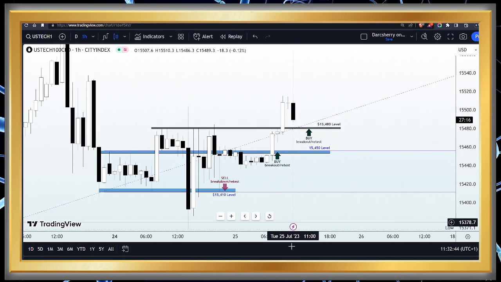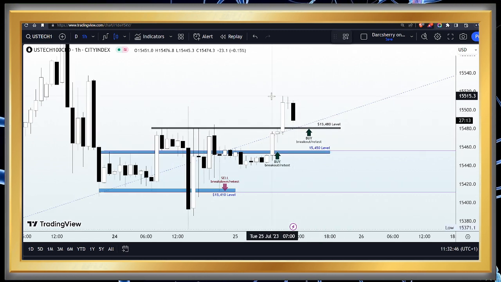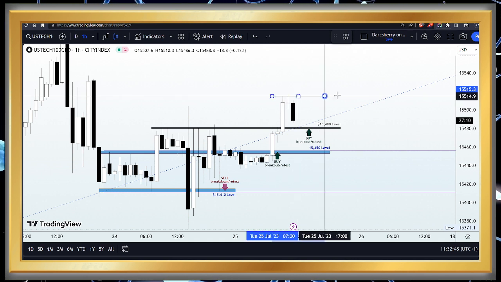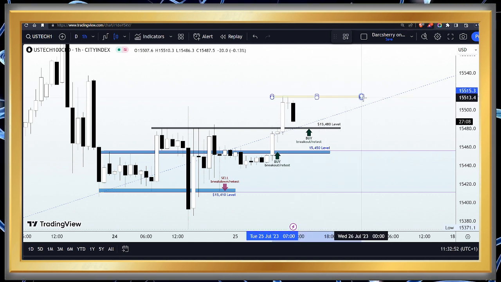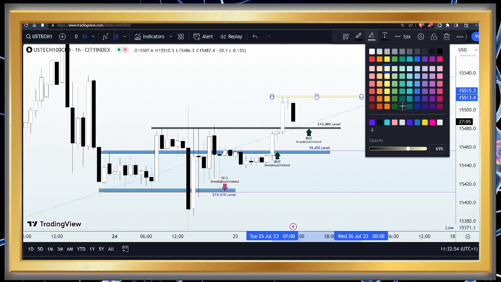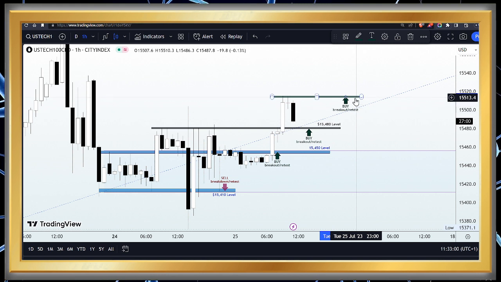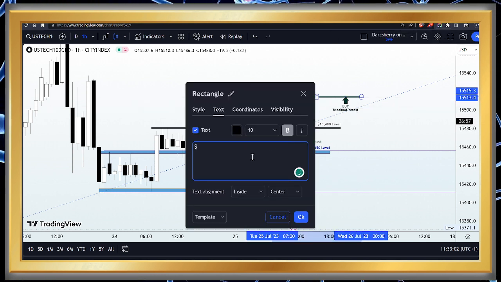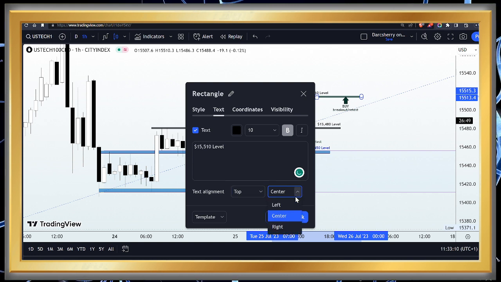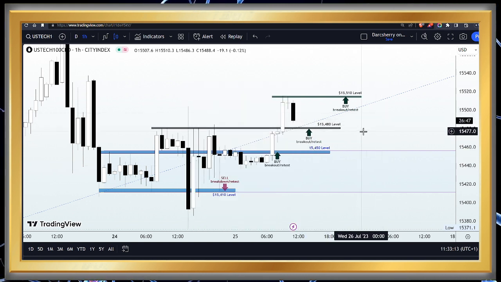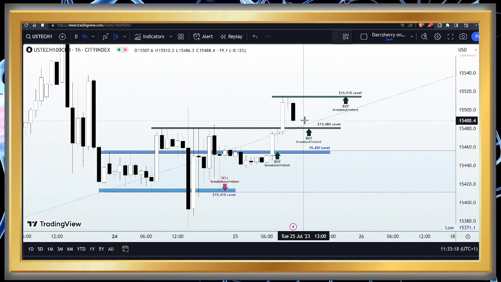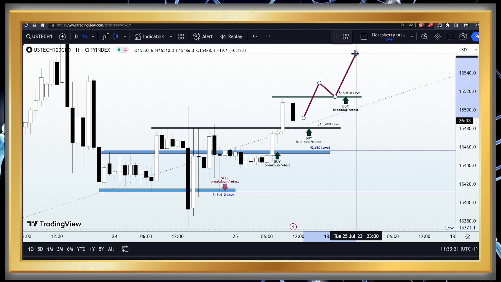Now, in addition to that one, we have another level here, which is situated at the 15,510 area, which of course we are going to be using to capitalize on an uptrend continuation. So let's label this and mark this out on our chart. So we have the 15,510 level. So we mark this level out on our chart. Place it at the top right hand side of the screen, and let's see how the market will be reacting to this level.